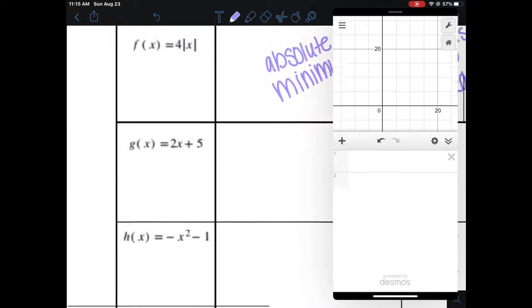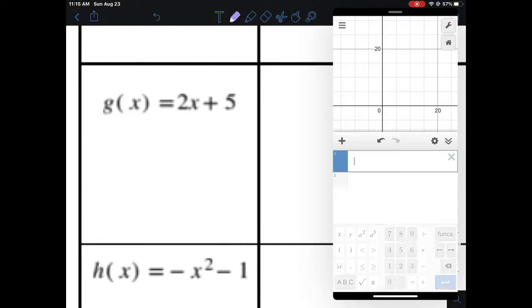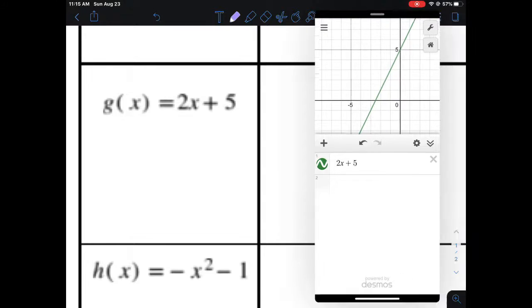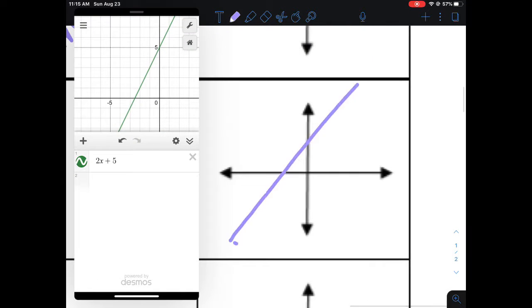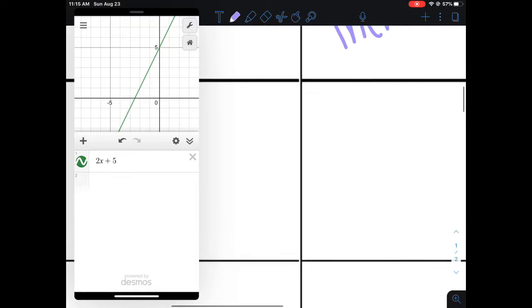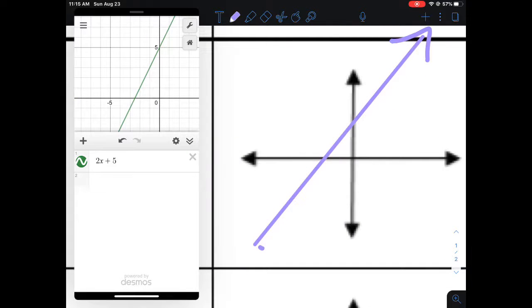All right, let's clear that graph out. Our second one, g of x, which is the same thing as y, equals 2x plus 5. So 2x plus 5. And we have a nice straight line, not going through the origin, going a little bit above the origin through that y-axis. Do we have an absolute maximum or minimum?